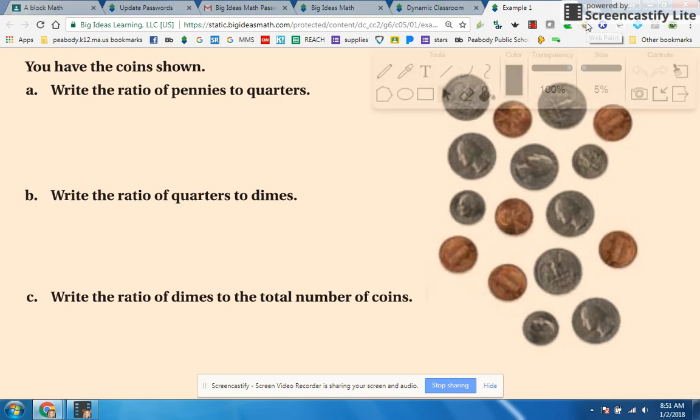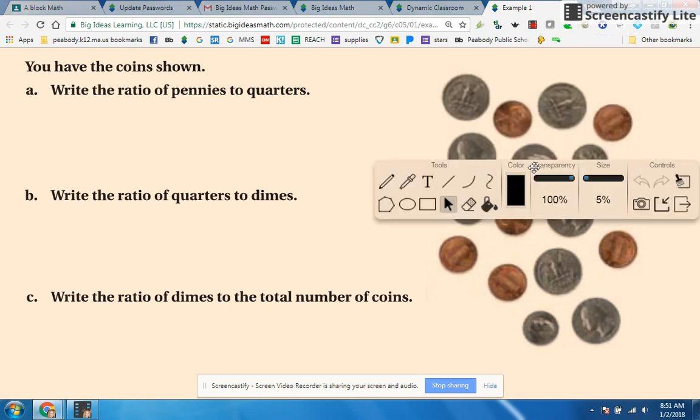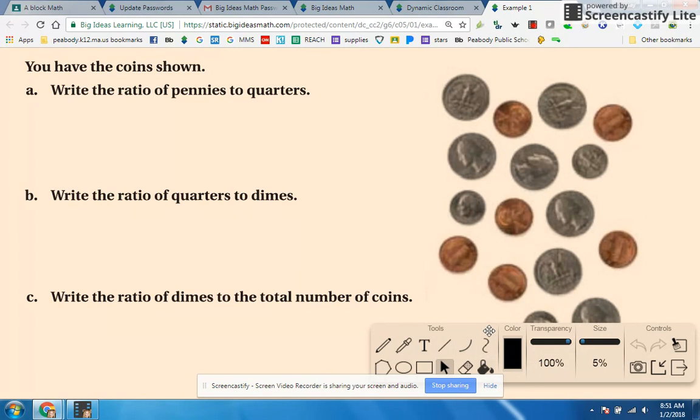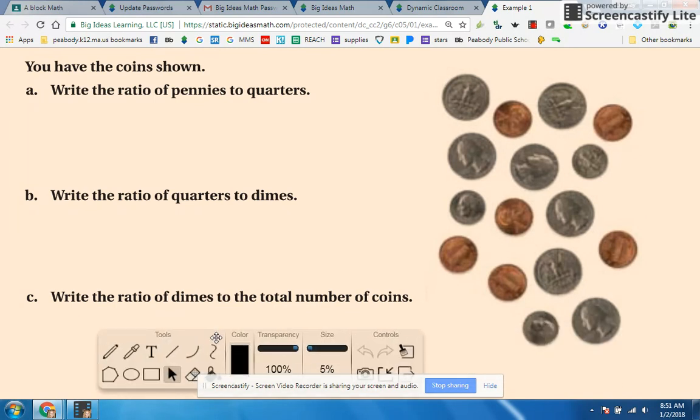So now that we've done our notes, let's try some examples together and see how we do here. Okay, I'll have to move this over here. It says you have the coins shown. So there's a bunch of quarters and pennies. They want us to write the different types of ratios. All right, so let's take a look.